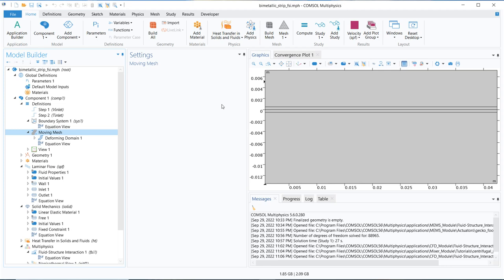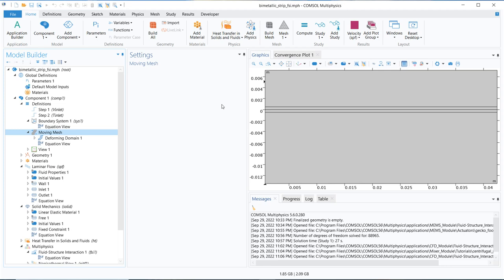This video is a part of the fluid structure interaction series. In this video, we are going to talk about a model which is already there in the application library. This is about bending of a bimetallic strip inside a water stream. So what is happening here?